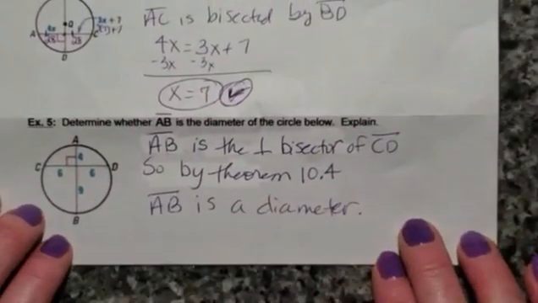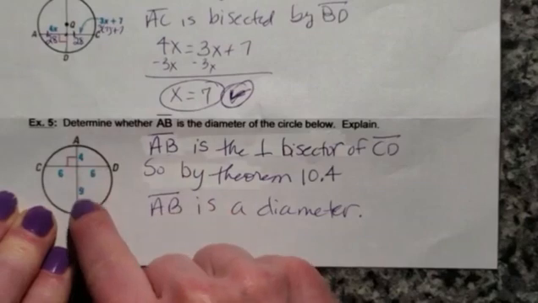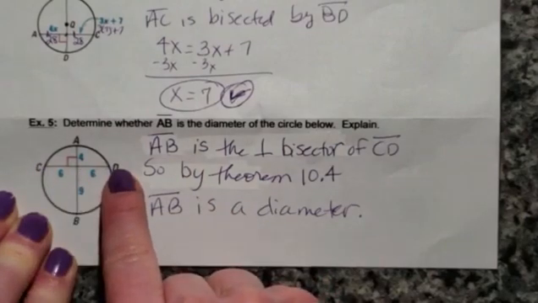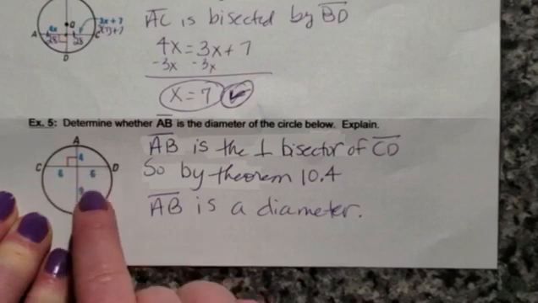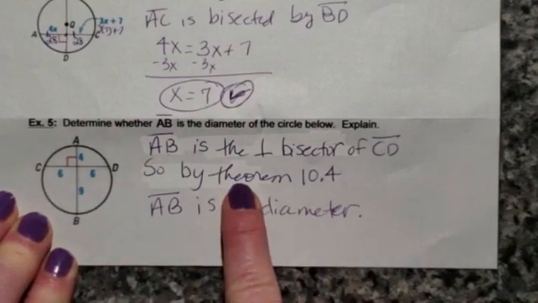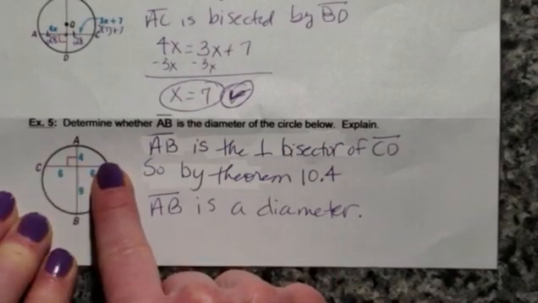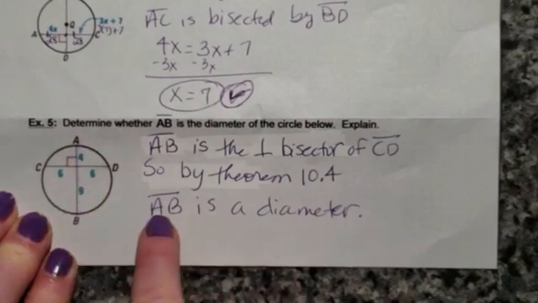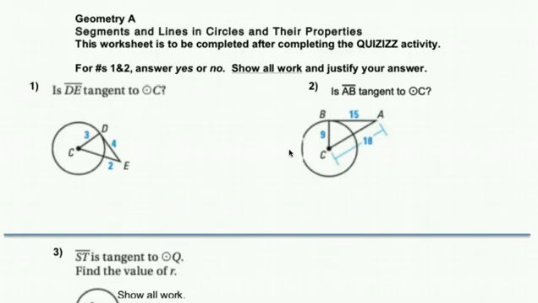Let's take a look at the very last example. I can see that AB is the perpendicular bisector of CD because it's perpendicular, and these two segments are congruent, so it's a perpendicular bisector. So by theorem 10.4, if a chord is a perpendicular bisector of another chord, then that first chord must be the diameter, so AB is a diameter.